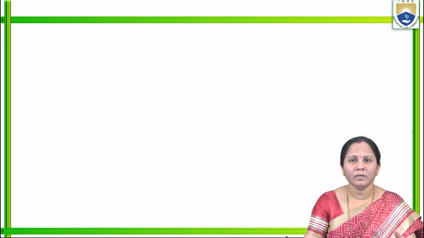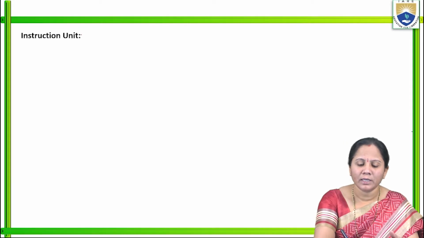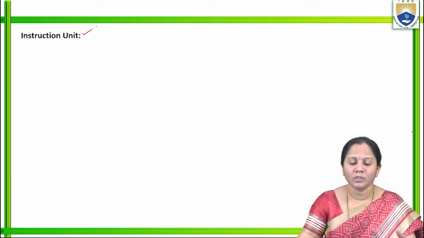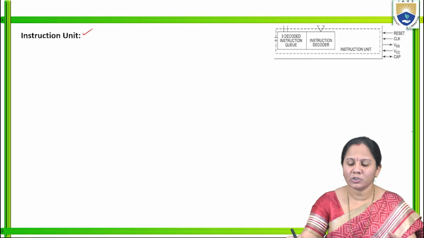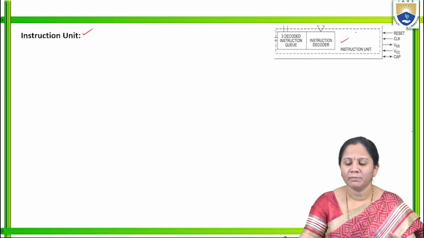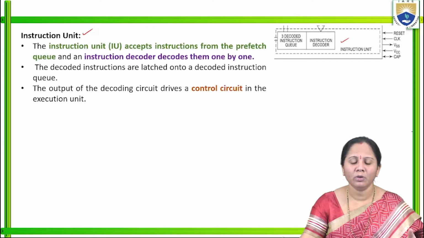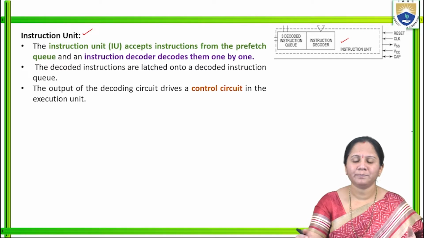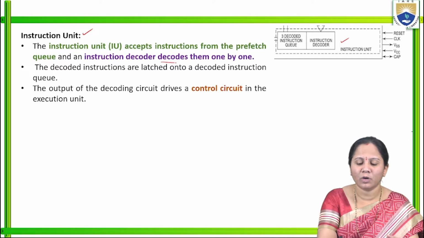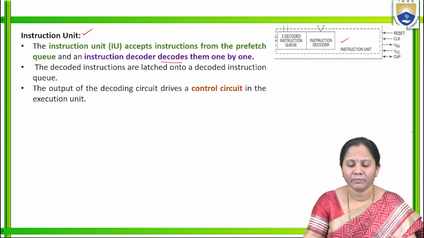And another unit here is the instruction unit. The instruction unit consists of all these blocks like the decoded instruction queue, instruction decoder, and instruction unit. With the help of all these 3 blocks, the instruction unit is going to perform one important function that is called decoding.